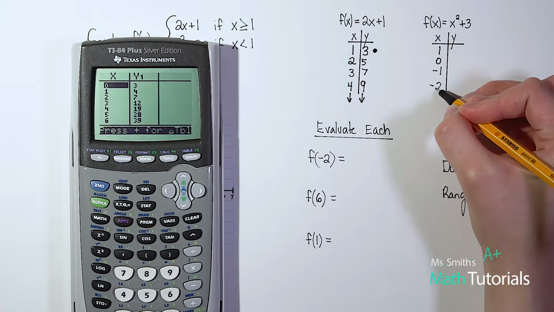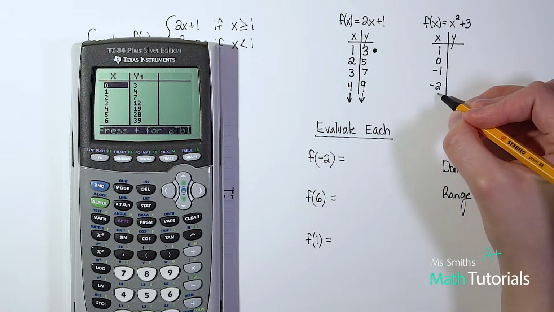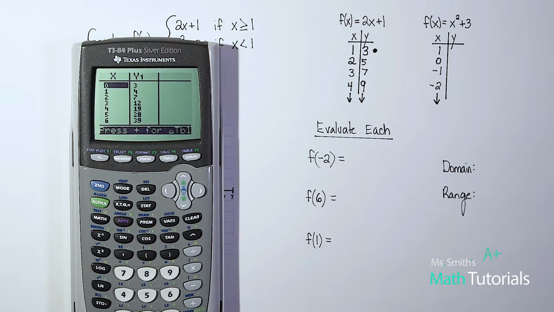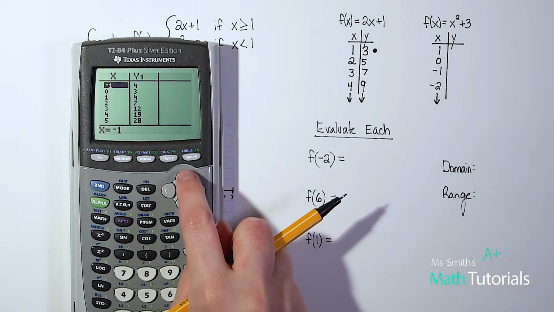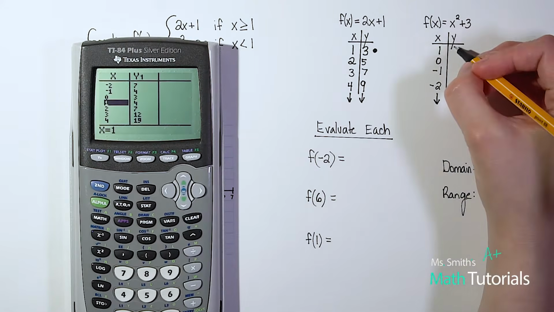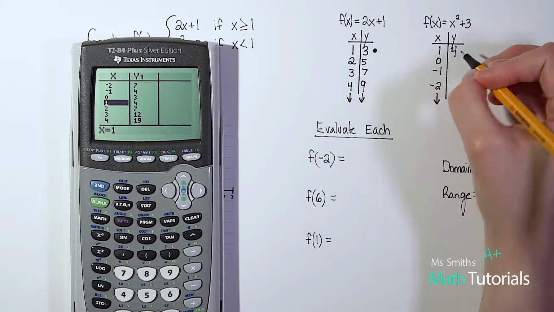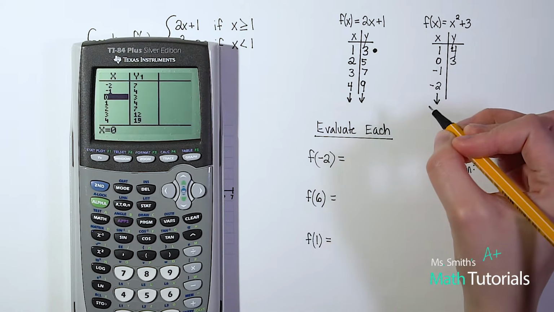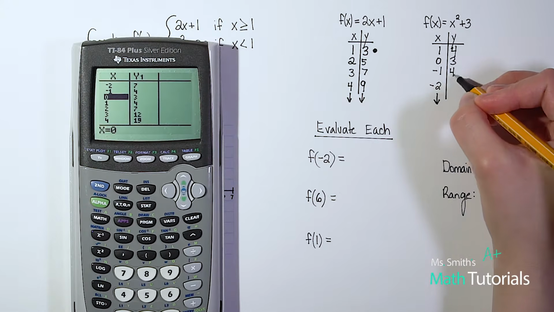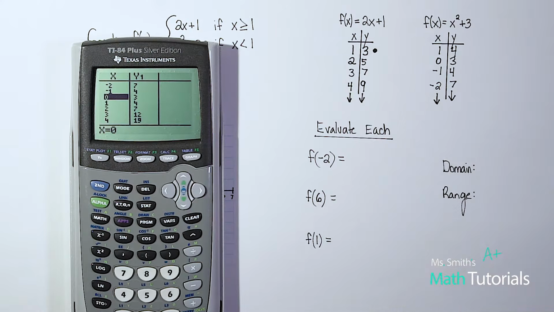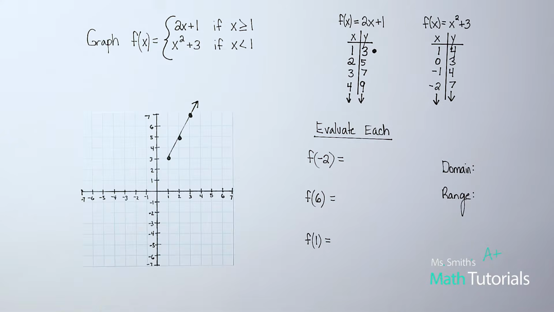Let's do -2. And does it stop at -2? No, it keeps going. So we want to show that with an arrow. And let's fill in what our matching values will be. So we've got a 1, 4. 1 goes with 4. 0 goes with 3. -1 with 4, and -2 with 7. And again, that continues on, so we want to have an arrow in that part of the graph.